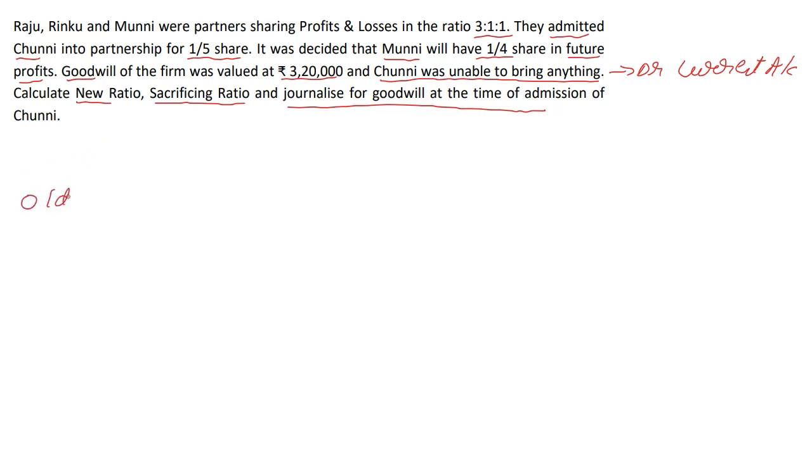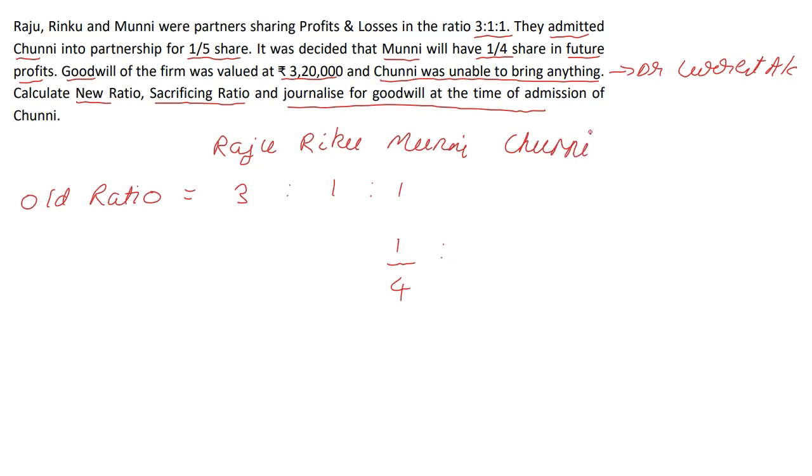So the old ratio is, for Raju 3. Similarly, we have Rinku and we have Munni. And in that way, we have 3 is to 1 is to 1. Now, they are telling us that going forward, Munni's share is going to be 1/4. And we're admitting Chunni, whose share is going to be 1/5.